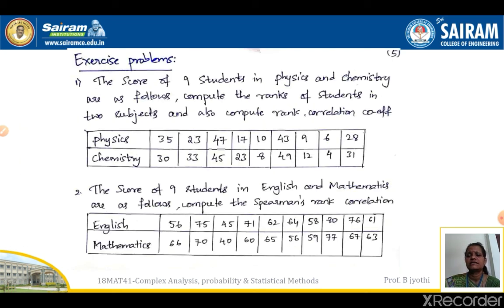So these are all the exercise problems. The scores of 9 students in physics and chemistry are as follows. Compute the ranks of students in the 2 subjects and also compute the rank correlation coefficient. So for physics and chemistry, the marks are given like this: 35, 23, 47, 17, 10, 43, 9, 6 and 28. Whereas for chemistry, the marks are given.